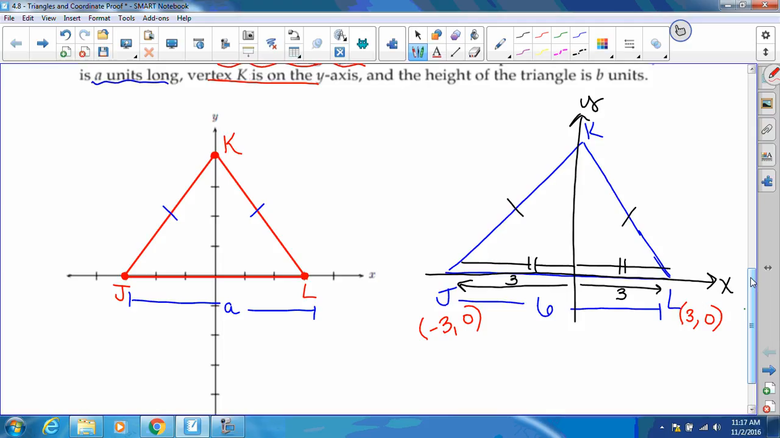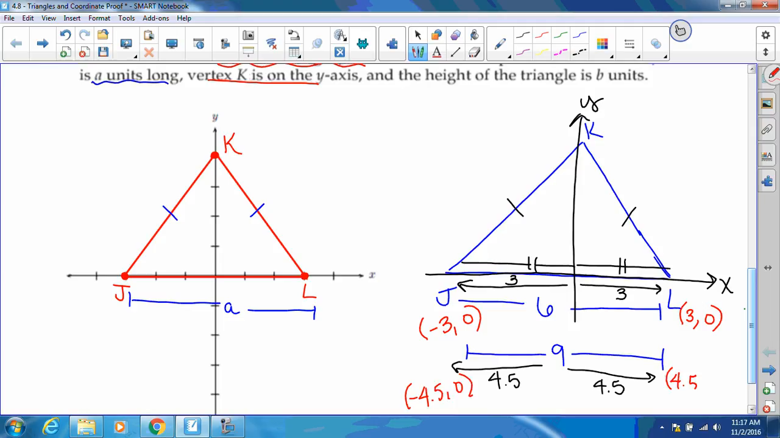Okay, if I said I wanted my base to be, let's say, 9 units long, then I cut 9 in half. This distance would have to be 4.5, and this distance would have to be 4.5. And so my points would be -4.5, 0 and then +4.5, 0. So when you're dealing with an isosceles triangle, you need these distances to be the same.